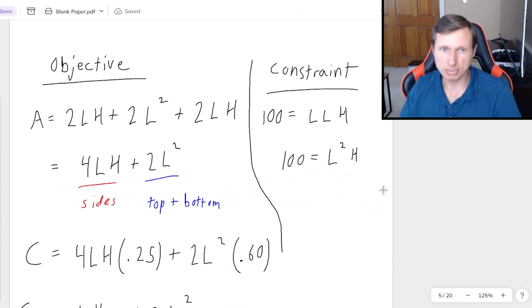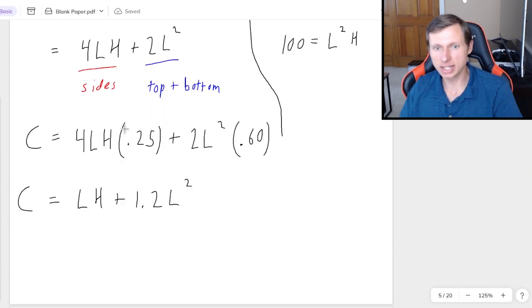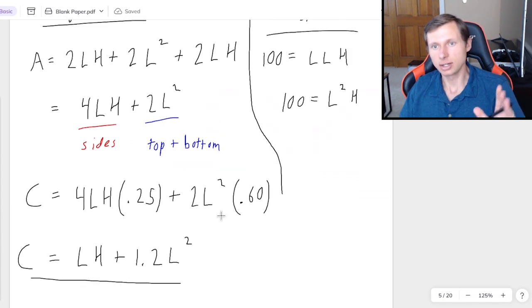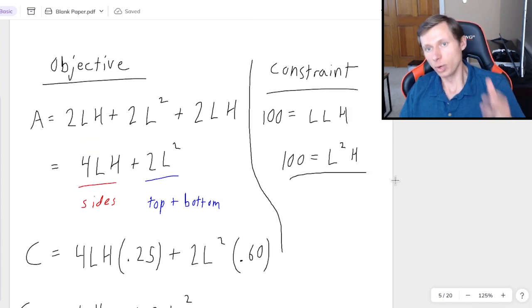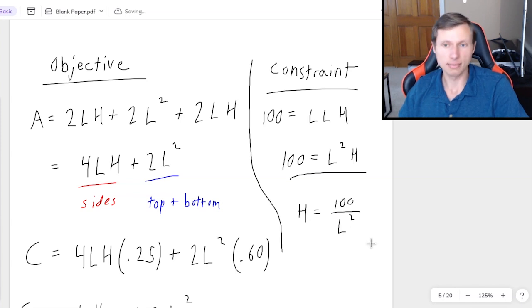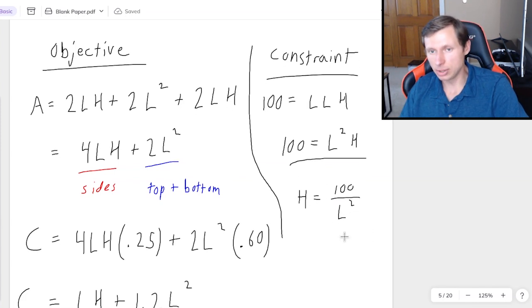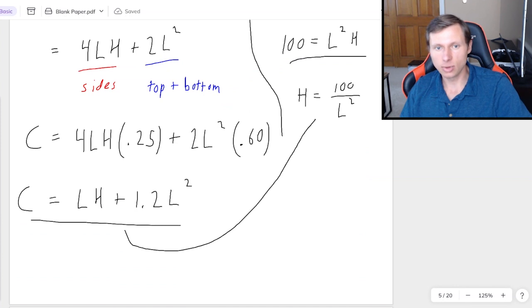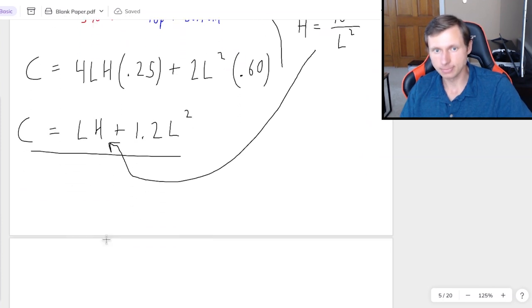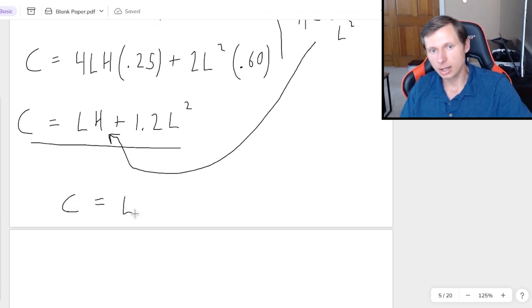Okay, hardest part of the problem is done. Objective is this right here. Constraint is this. What do we do next? We're going to solve the constraint for one of our variables. I'll choose H because only a lunatic would try and solve for L here because it's squared. So H equals 100 over L squared. I'll then plug that in for H, and we'll get the cost equals L times 100 over L squared plus 1.2 times L squared.